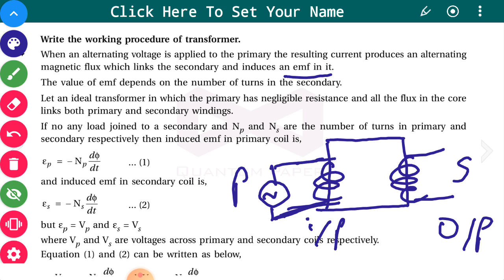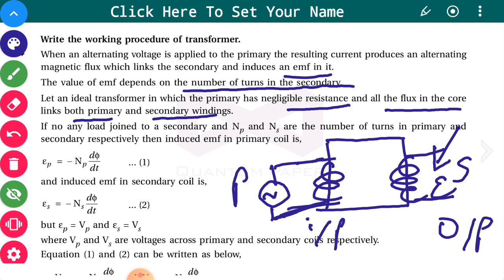Whenever the AC current is applied here, the current changes. So the flux associated with the secondary also changes, which produces an electromotive force in the secondary coil by the principle of mutual inductance. The value of EMF depends on the number of turns in the secondary, as E is equal to N d phi by dt. Let us take an ideal transformer in which the primary has negligible resistance and all the flux in the core links both primary and secondary winding.